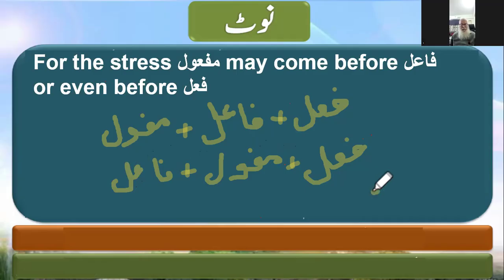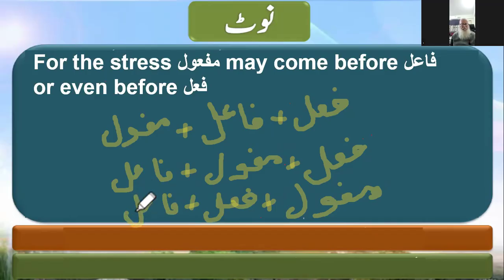We can bring even the maf'ul, fi'l, and fa'il. Still it's a jumla fi'liyya. Maf'ul can come even before the verb and fa'il. They all are jumla fi'liyya.